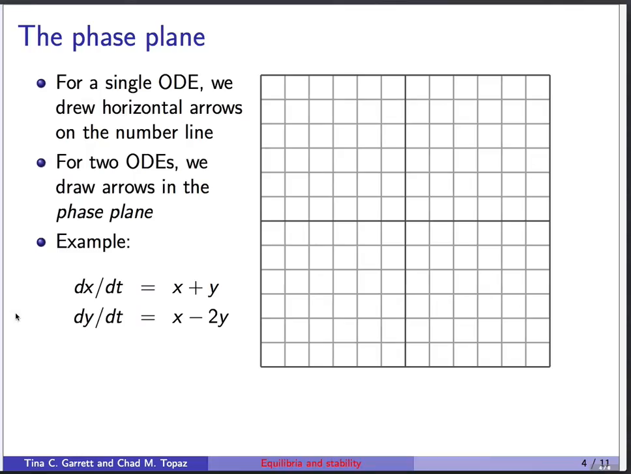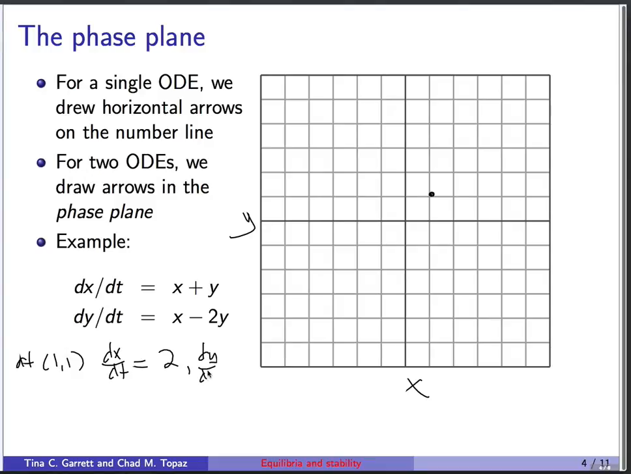Now we're going to have two dependent variables, x and y, and we're going to represent them in a plane. And the way this works is, let's just pick a value of x and y. If this is the origin, this is the point 1, 1. And we can see what happens at 1, 1: dx/dt is equal to 1 plus 1, which is 2. So dx/dt is 2, and dy/dt is going to equal x minus 2y, that's 1 minus 2 times 1, that's negative 1.